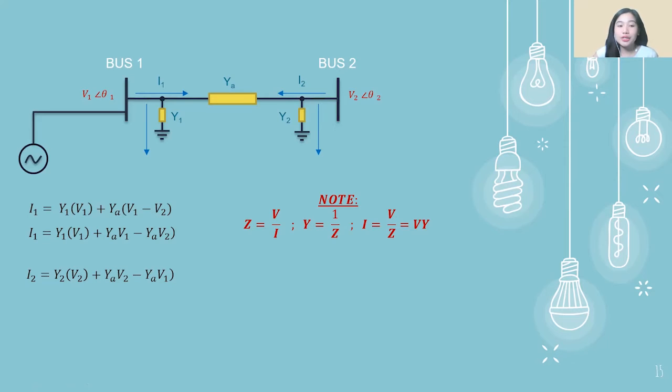So our total current is I2, and now we are going to add up the two currents that are flowing from our bus 2. So ang I2 natin is here, which is Y2 times our voltage in bus 2, and also our YA, but now we are going to multiply it with the difference of V2 and our V1.